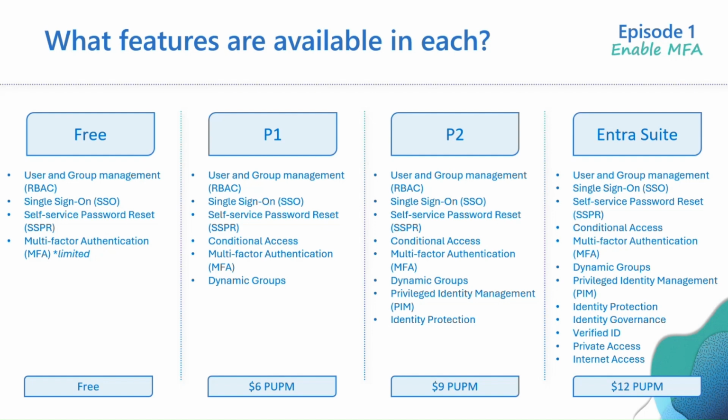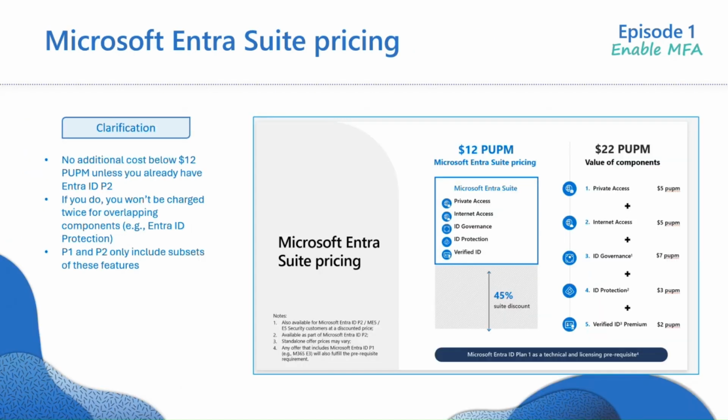So I've been asked before by some of our partners, what if I purchase the Entra Suite, which is $12 per user per month, but I already have P1 or P2? Well, I want to address this question and others like it for absolute clarity. There is no additional cost below $12 per user per month unless you already have Entra ID P2. As a reminder, Entra ID P1 is the prerequisite, and if you already have P2, you won't be charged twice for overlapping features, such as Entra ID protection.